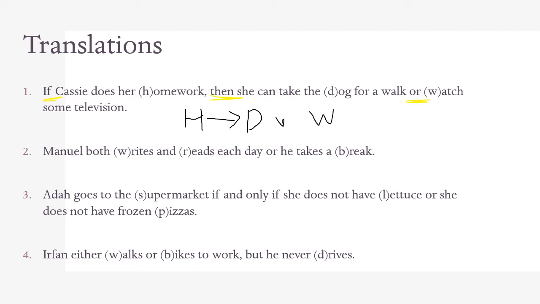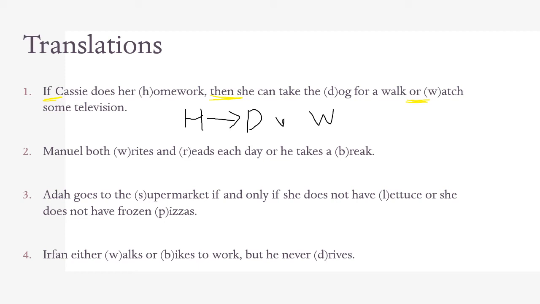No, because this violates our well-formed formula rules. We have operators that are attached to multiple letters at the same time, but there's no clear distinction between which statements the operators go with. So we need some parentheses to go in here. So let's read back through our sentence and see where our parentheses might go. If Cassie does her homework, then she can take the dog for a walk or watch some television.